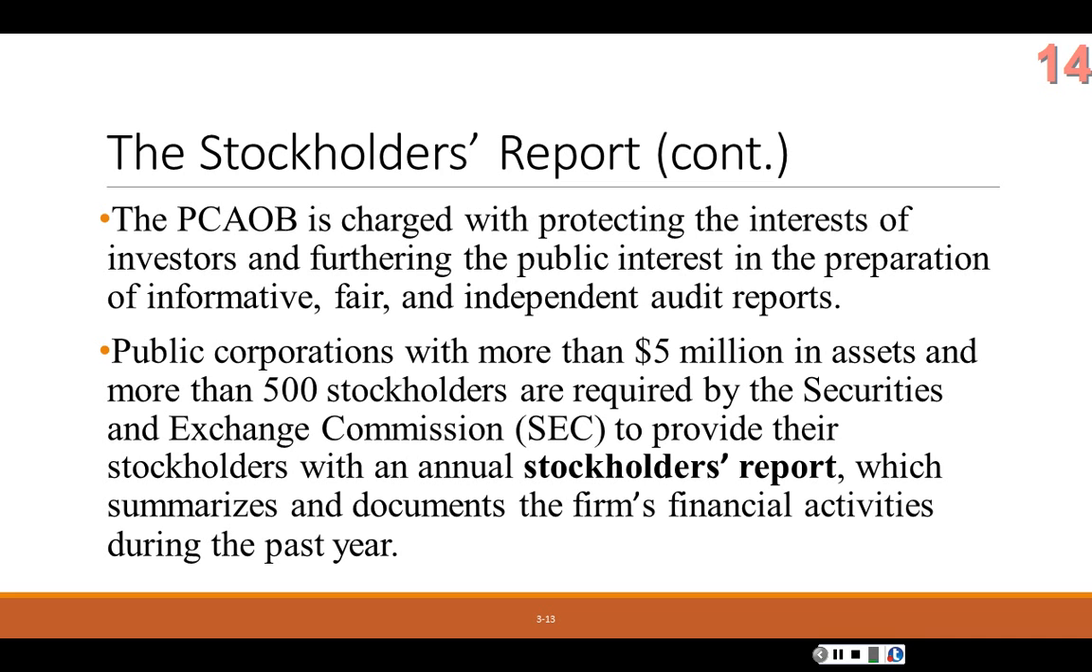The Public Company Accounting Oversight Board is charged with protecting the interests of investors and furthering the public interest in the preparation of informative, fair, and independent audit reports. Any company that has more than $5 million in assets and more than 500 shareholders are required to report to the SEC. They're required to provide shareholders with the annual stockholders report. This is the 10-K. Remember when we looked at Edgar and we searched for 10Ks and proxy statements, the DEF 14As, we found all of this information.